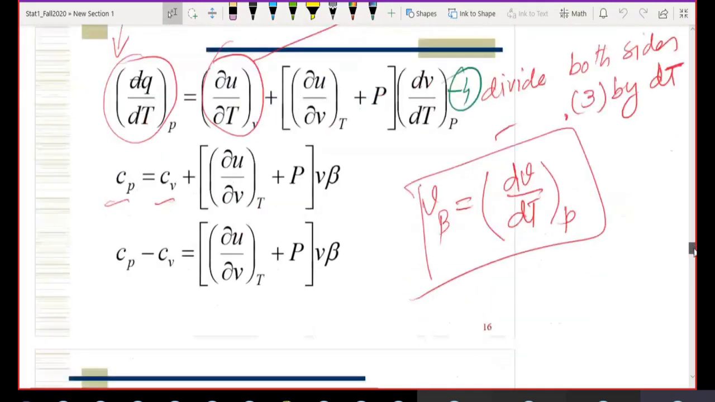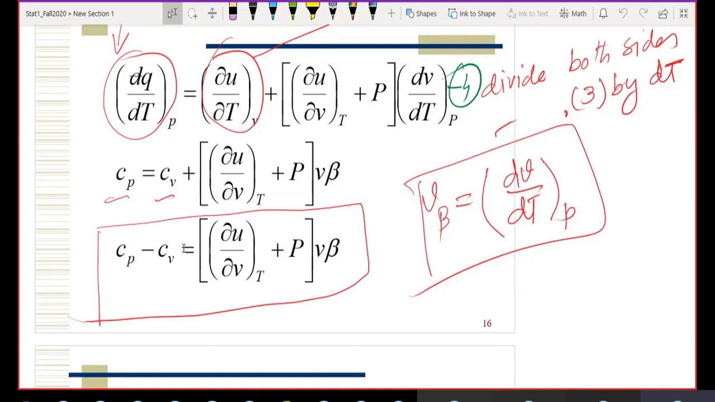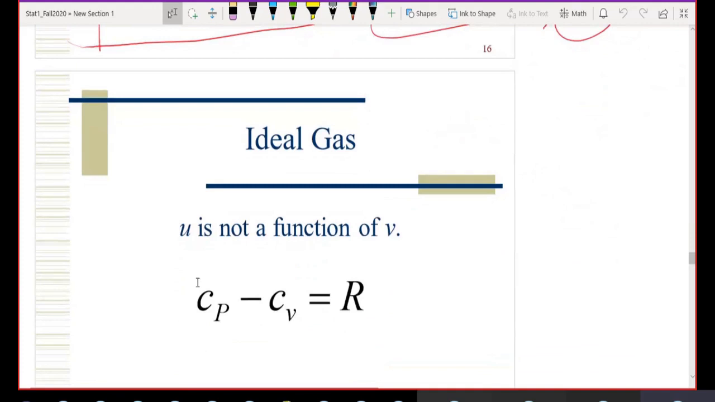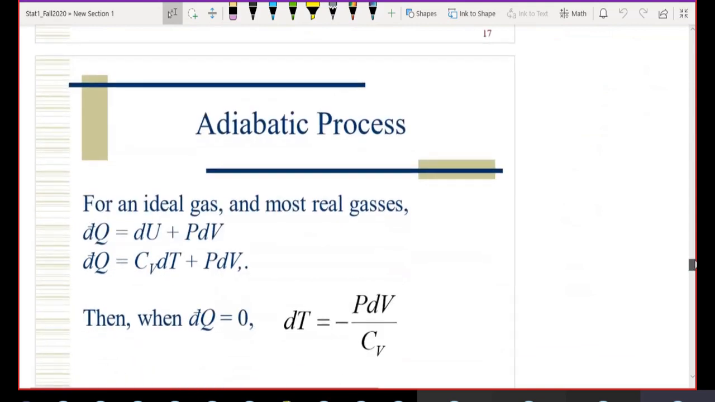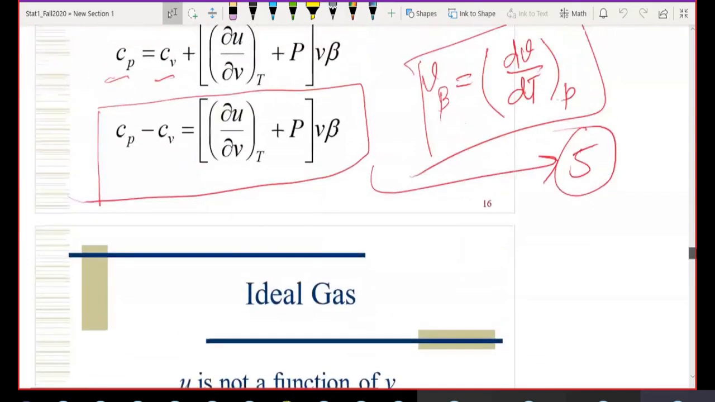And now I ask you to do some calculations. Use this equation, I call this equation 5 roughly, and you have to use this for an ideal gas, and you need to reach this equation, Cp minus Cv equals R. So can you tell me how you do that? You do this for an ideal gas.